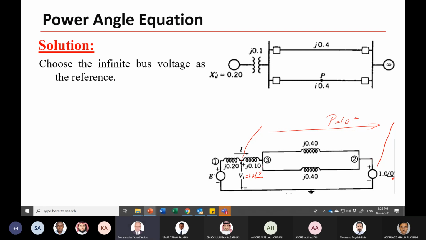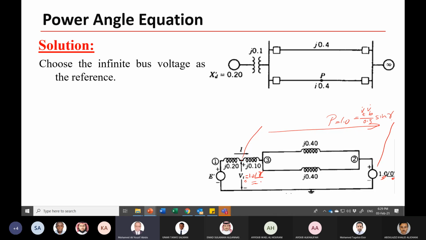So this is equal to the terminal voltage times the voltage here over the transfer impedance, times the sine of the angle difference. So Vt, Vb over x12, which is 0.1 and 0.2 here, so it becomes 0.3, times sine of the angle, let's say alpha. This angle is alpha, so alpha minus 0. If this is 1 per unit and this is 1 per unit, you can get the angle of the voltage. Once you get the angle of the voltage, you can get the current.